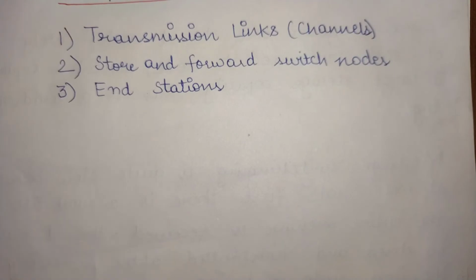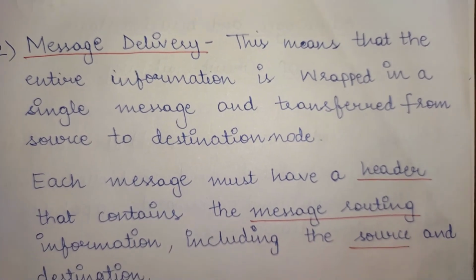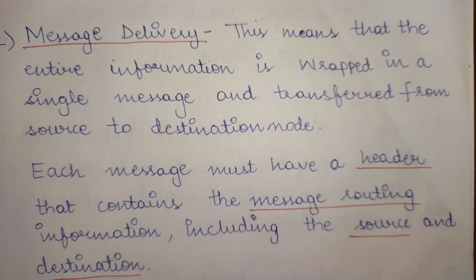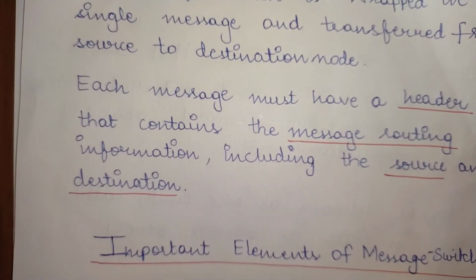Okay, so the second characteristic. The first characteristic that we saw was store and forward. The second is message delivery. What does this mean? This means that the entire information is wrapped in a single message. That means you send the complete information all at once rather than breaking it into smaller units and then transmitting. The message is sent in its entirety and then transferred from the source to the destination node, of course, via intermediate nodes, right?